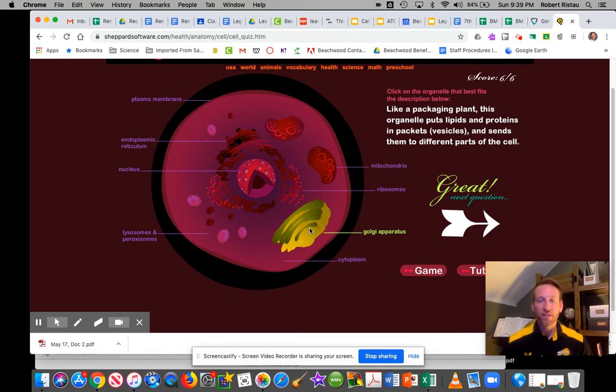Here's the big hint to be able to tell those two apart. The Golgi apparatus is usually away from the nucleus, towards the exterior wall of the cell or the cell membrane. It's towards the outer part of the cell that we usually see the Golgi body. The ER looks like the Golgi body, but it is always right around the nucleus.